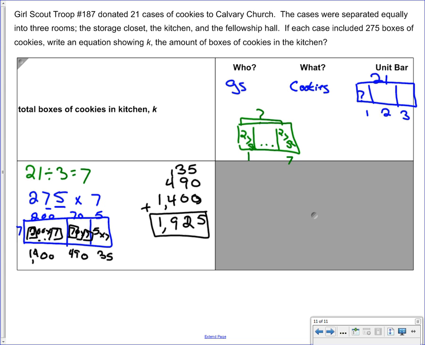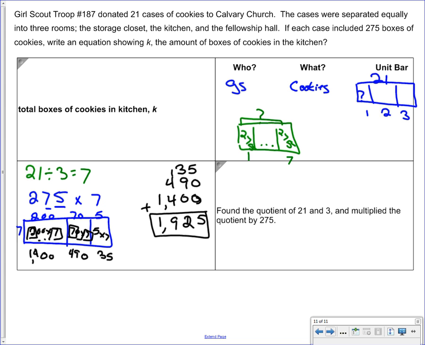I'm going to pull out a calculator real quick and just double check our math. Like I said, I'm not seeing a mistake. Maybe I made a mistake on my notes. 275 times 7. Nope, I made a mistake on my notes. Yay! Sorry about that.